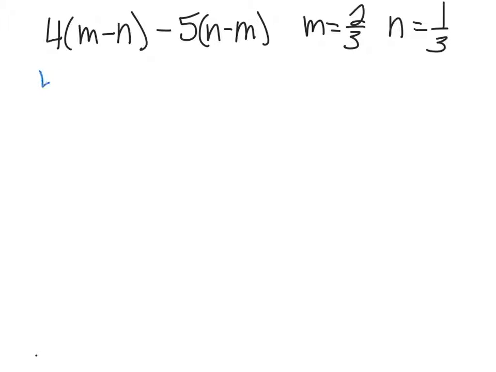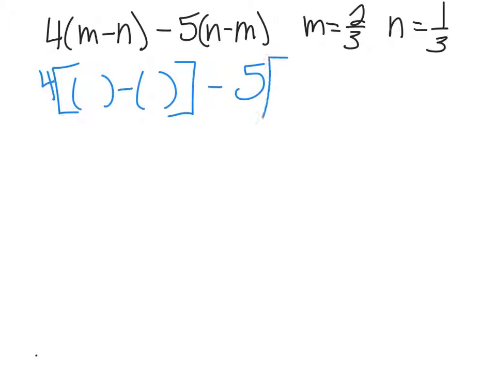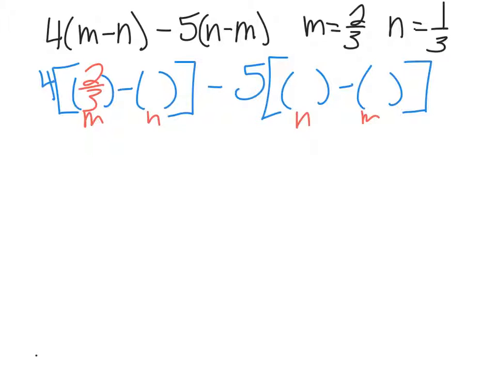Last example. 4 parentheses minus parentheses minus 5 parentheses minus parentheses. So this was m, this was n, this is n, this is m. Everywhere I see an m, I'm going to put a 2/3. Everywhere I see an n, I'm going to put a 1/3.